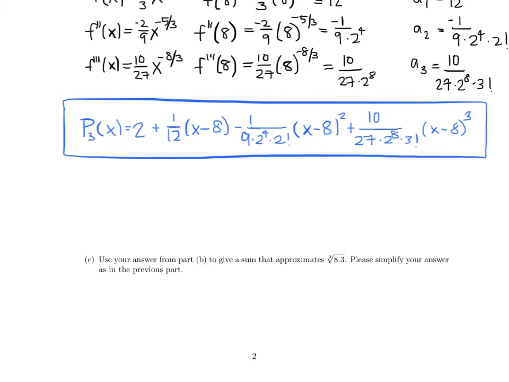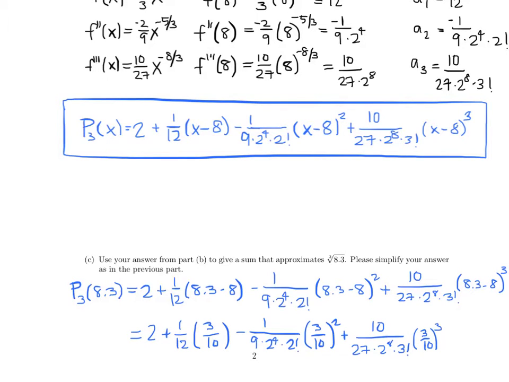Part C asks us to use this third degree Taylor polynomial approximation to approximate the cube root of 8.3. All we have to do is plug in 8.3 for x. And here's what we get. If we go about simplifying each of these terms, this will become 1/40th.